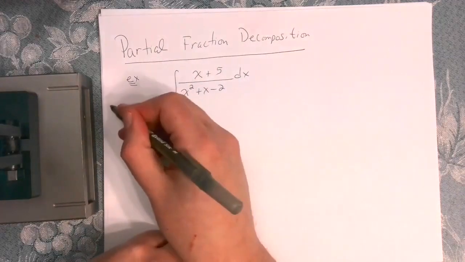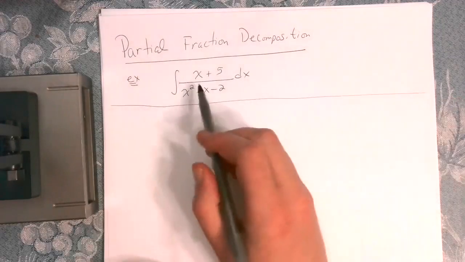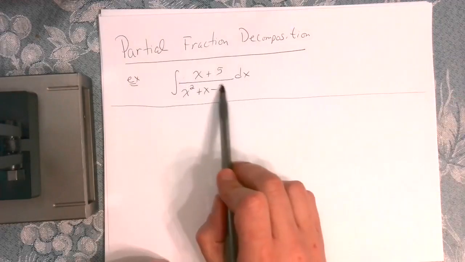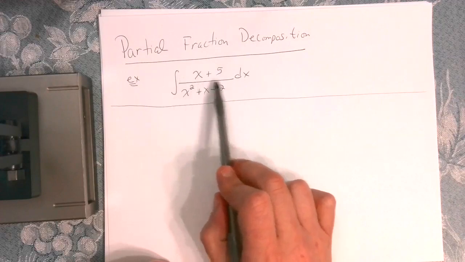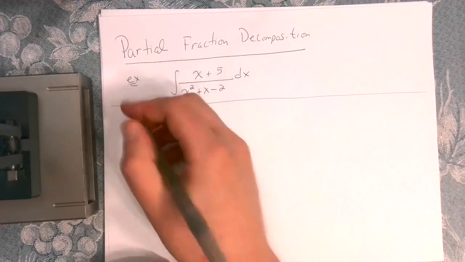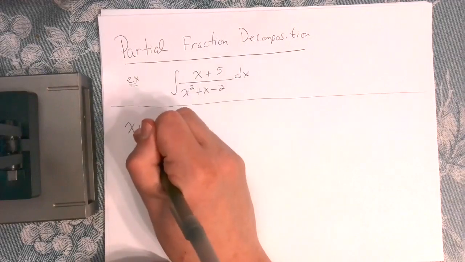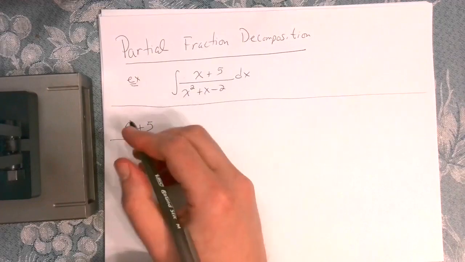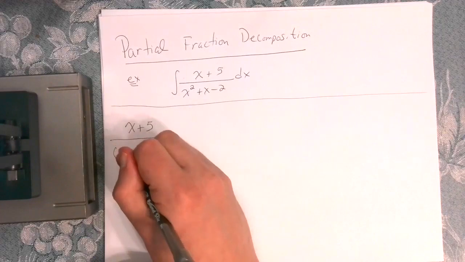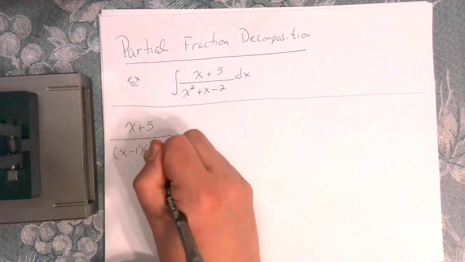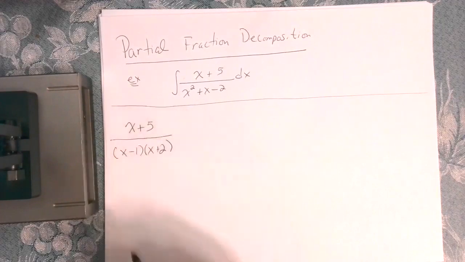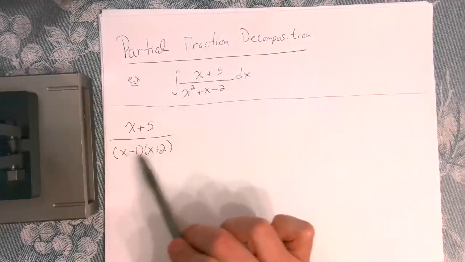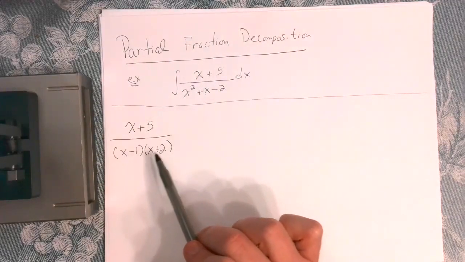Okay. So step 1, we're going to do some algebra. You want to factor the denominator. I'm not concerned with the numerator. Let's factor just the denominator. Okay, so that factors nicely to (x - 1)(x + 2).